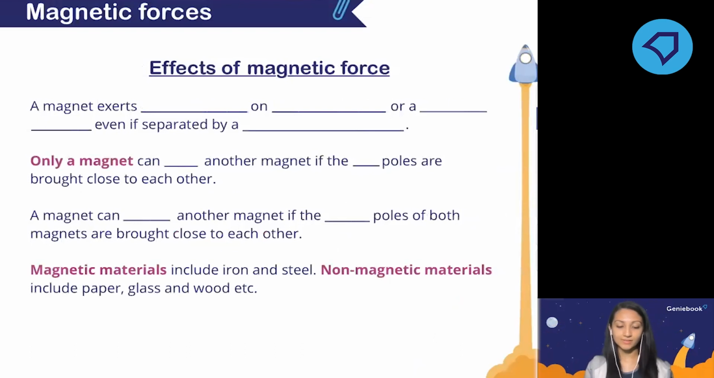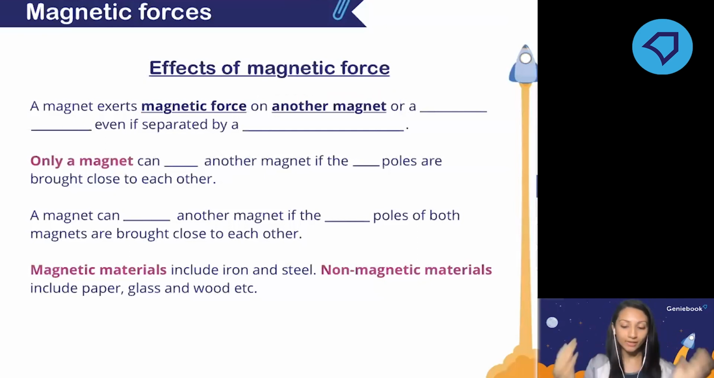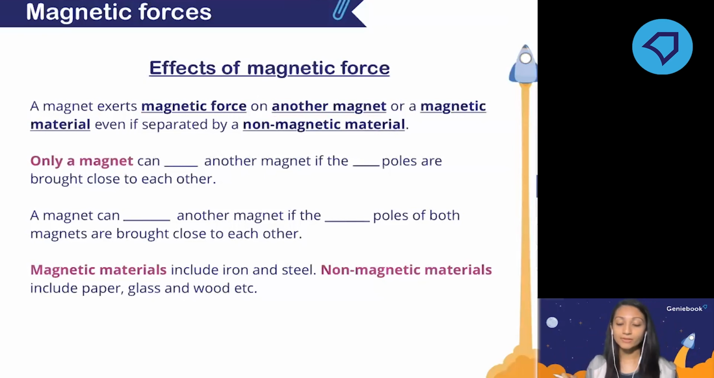Let's move faster. So let's go through some of the keywords that you have to use in your science answers. Make sure that you use these correct terms. A magnet exerts a magnetic force on another magnet. So it can have a magnetic force on another magnet or a magnetic material. So there are two things: we have learned magnets versus magnetic material. Even if it's separated by a non-magnetic material.